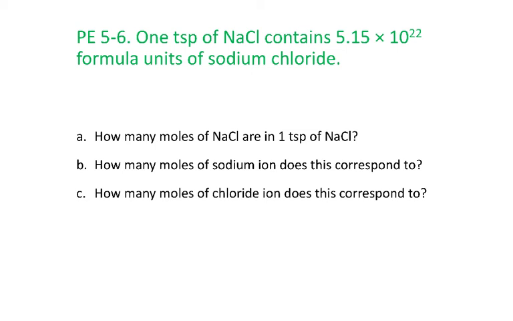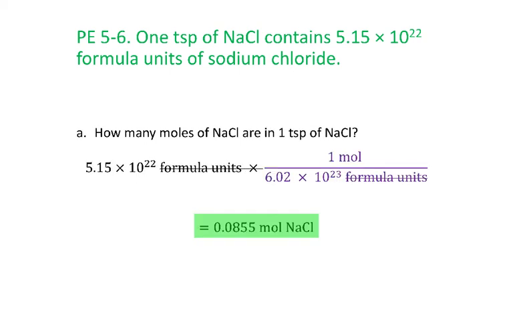Okay, so we're going to set this up just like the last question we did, where we start with formula units and convert to moles with the mole on top, right? So again, a mole is anything. So formula units is the unit here that we're canceling out. And again, make sure you're entering this into your calculator correctly, and you should get 0.0855 moles of NaCl.